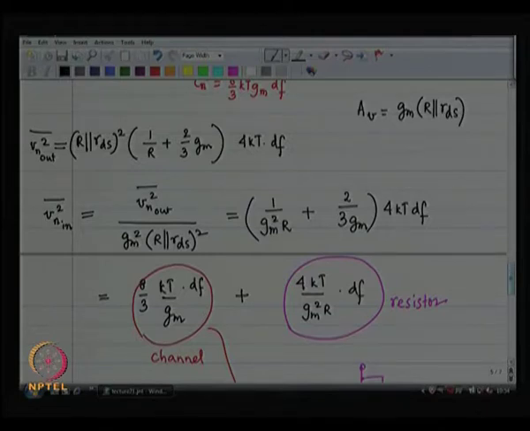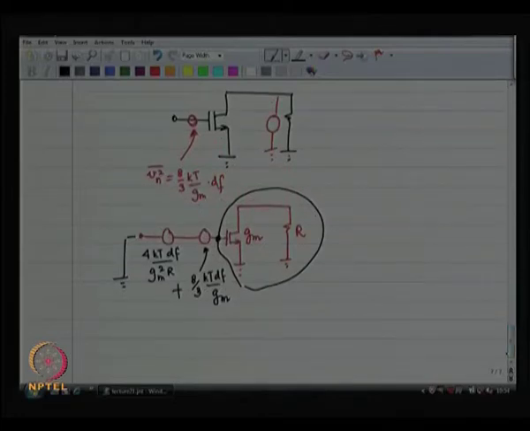Okay. So, this is another way of analyzing your system. So, you can refer back each noise source to the input and then sum all of them at the input itself, instead of working with the output and then dividing by gain square. So, there are two ways of doing this.